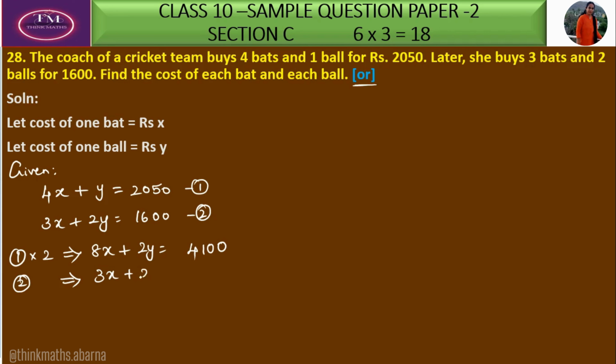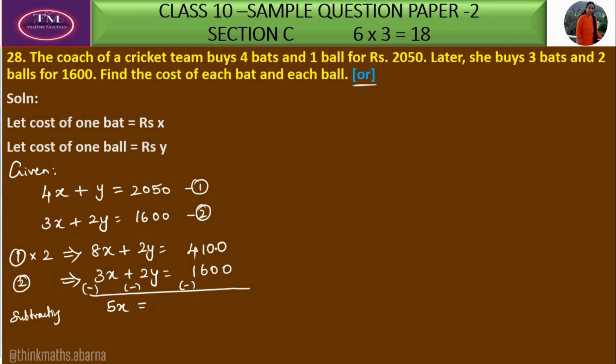Keep the second equation as such: 3x plus 2y equal to 1600. Now if you look, here the sign is same, and we have made the coefficient of y the same. So now what we have to do? As the signs are same, we have to subtract. If you subtract, the signs will change. This plus will become minus, this is also positive, it will become minus. So 8x minus 3x, which is 5x. 2y minus 2y gets cancelled.